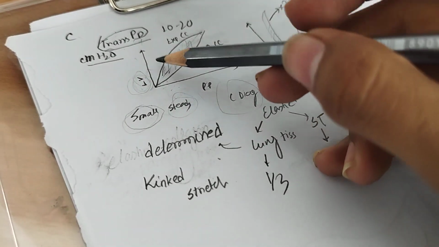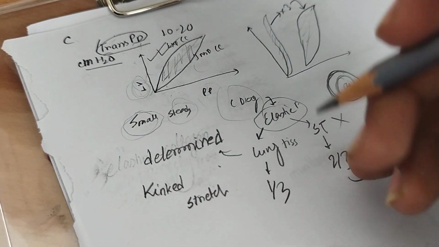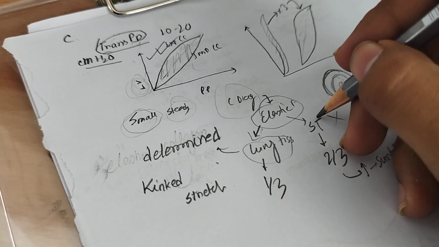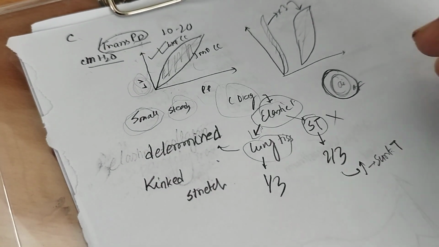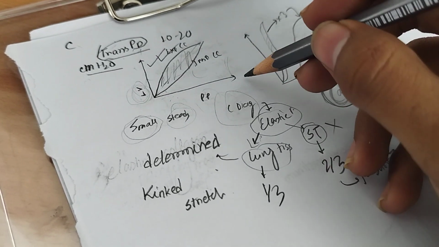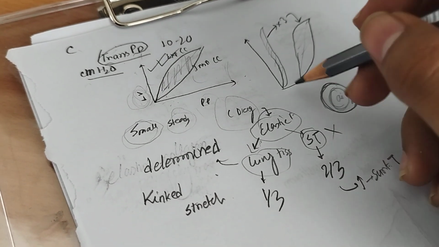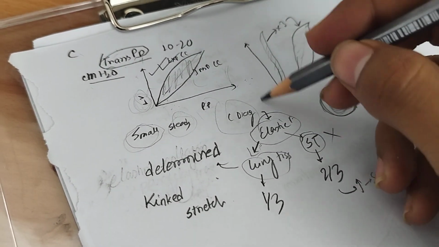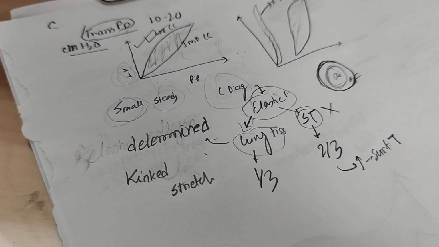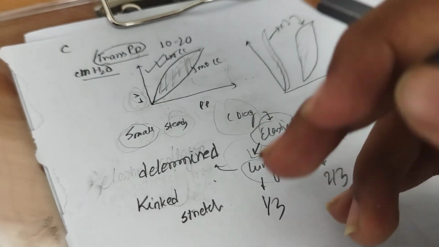Now this compliance diagram is affected by the elastic properties of the lung. The lung's elastic property comes from two things. First of all, lung tissue, and second, surface tension. The alveoli are lined by fluid and this fluid comes in contact with the air of the alveoli. This air and fluid surface creates surface tension.